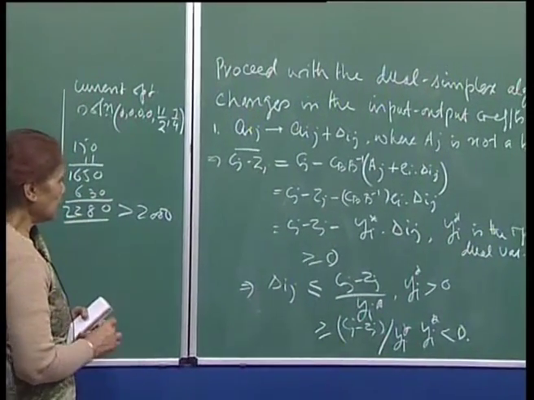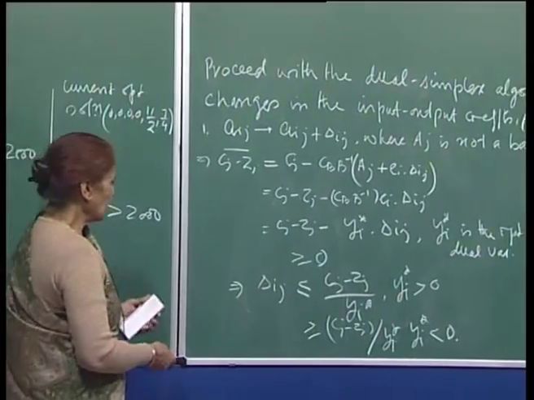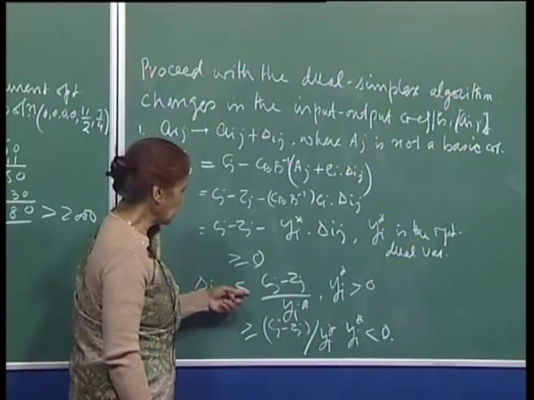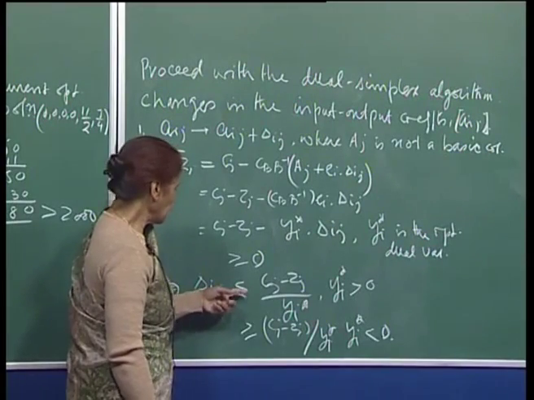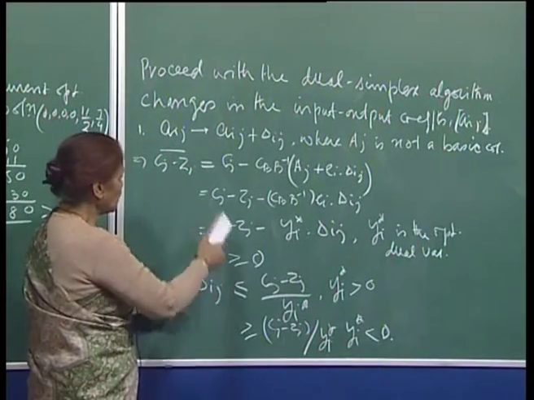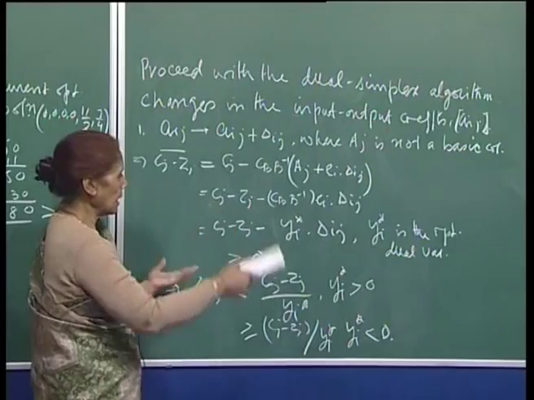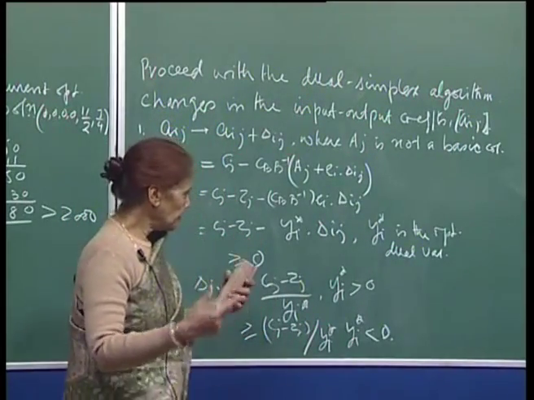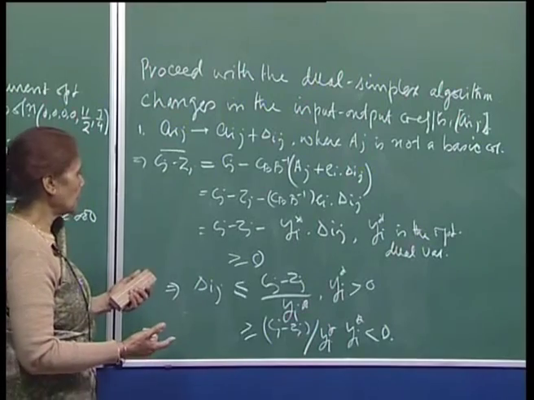So, I immediately have this thing that if delta Ij becomes more than this, then the corresponding Cj minus Zj will become negative, and so you will now have feasibility, but won't have optimality.